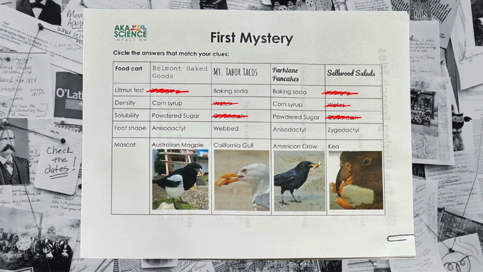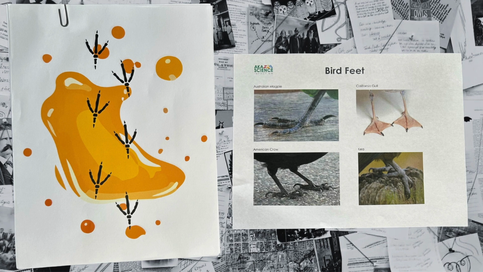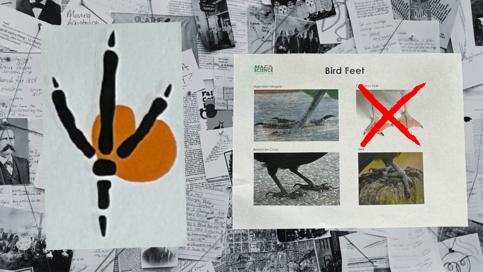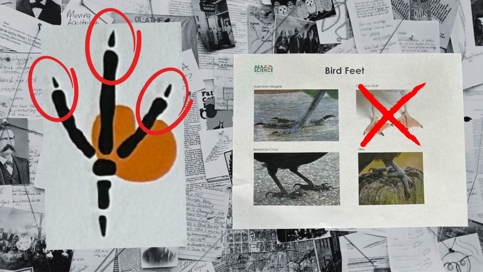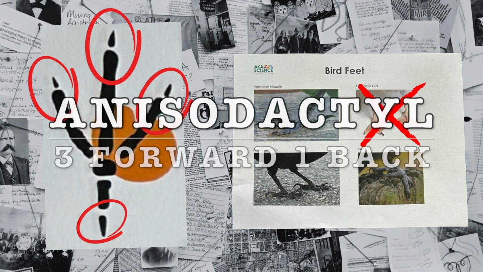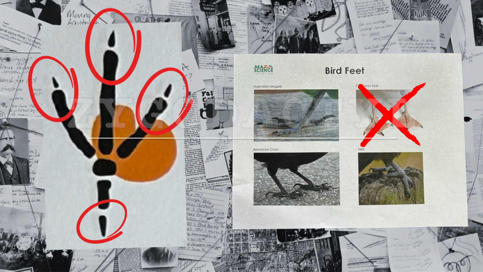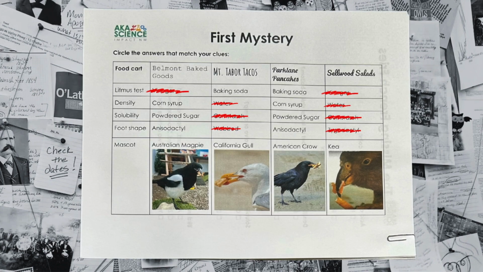For the last line on our evidence sheet, we need to turn our attention to the other 2 worksheets for this class. Right out of the gate, we can tell that these bird tracks are not webbed, so we can eliminate the California gull as a suspect. Looking a little closer, we can see that there are 3 toes up front and 1 toe sticking out the back. So we know our culprit is anisodactyl, 3 forward, 1 back, and not zygodactyl, 2 forward, 2 back, like the Kia bird here, so it's also off the hook. So here's our evidence as it stands, converging on either the Australian magpie or the American crow.